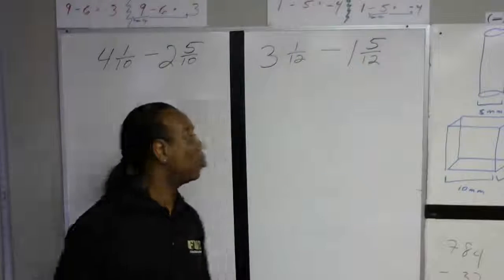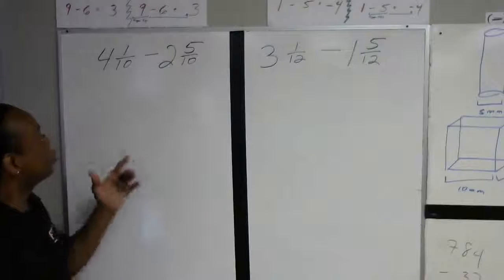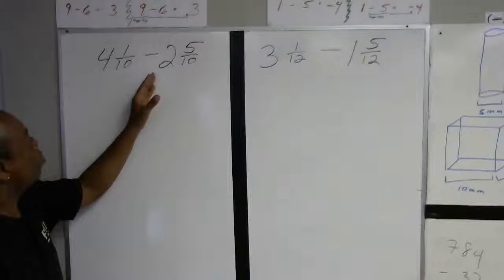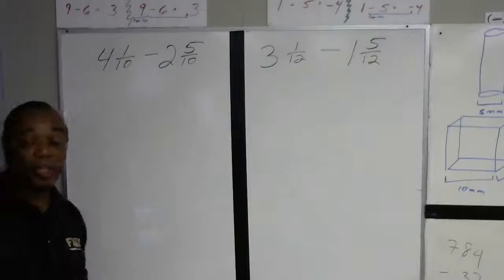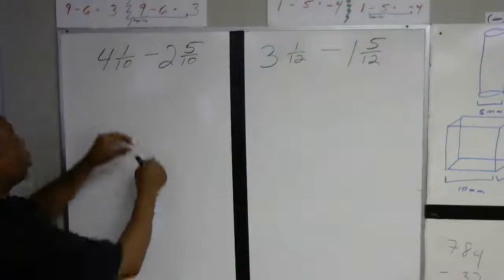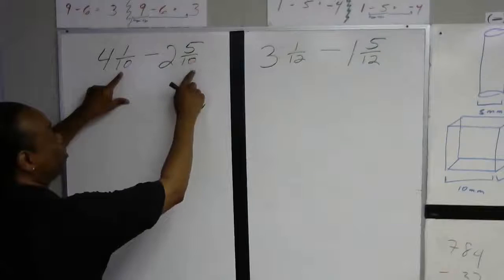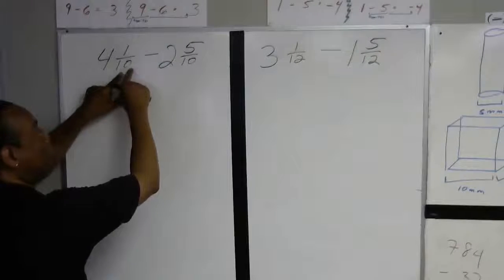Subtracting mixed numbers. We'll be subtracting 4 1/10ths minus 2 5/10ths. First thing we'll look at are the fractions. Can we subtract the fractions? We cannot subtract the 5/10ths from a 1/10 because this is too small.